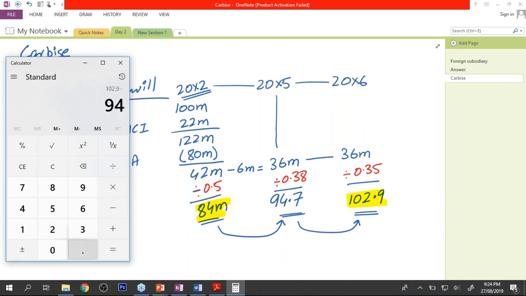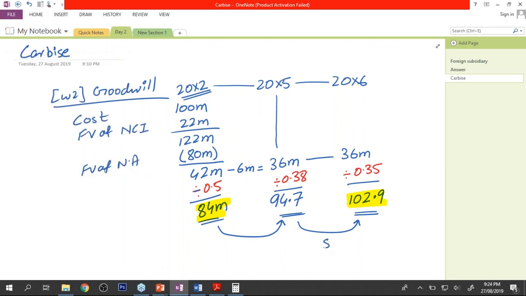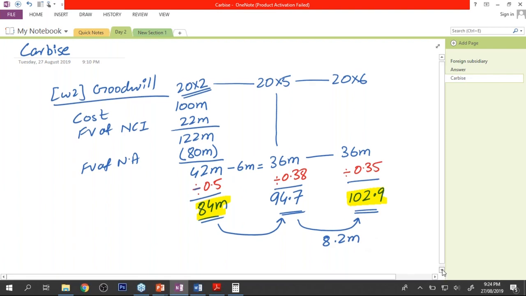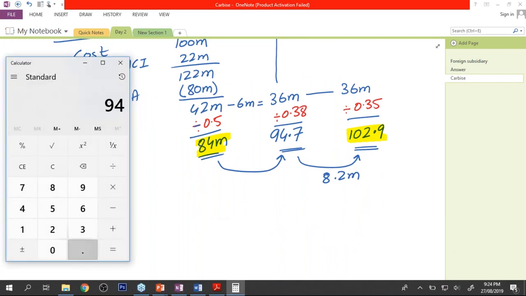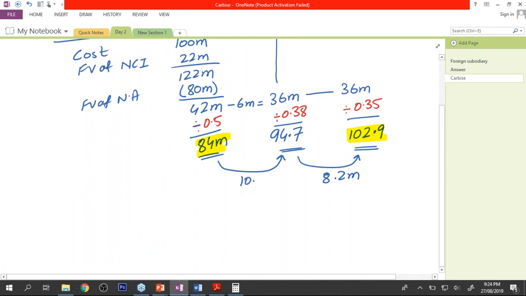102.9 minus 94.7, which is going to be 8.2. So 8.2 is the exchange gain. This is entirely exchange gain. There's no impact of the impairment in this. And if we take 94.7 minus 84, this is going to be 10.7. But in 10.7, we have two values. One is the impact of the impairment loss, and the other is the exchange gain or loss.